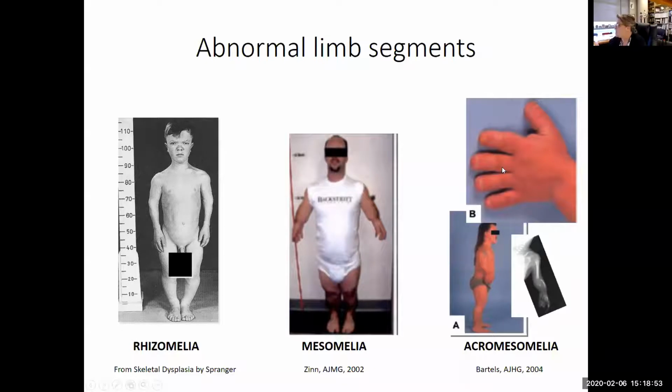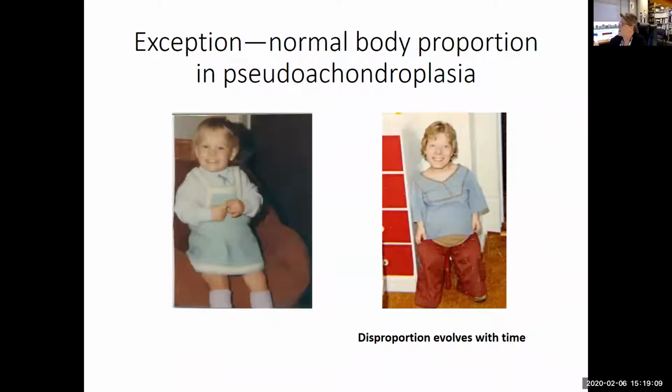And then in acromesomelia, the hand or distal part of the limb is what's affected. So the dramatic shortening of the hand and the digits, along with some middle segment shortening as well. So again, another big red flag or tip-off that you're in a dysplasia category.